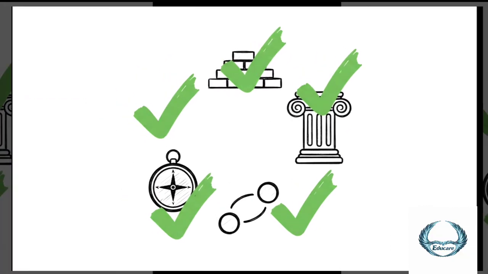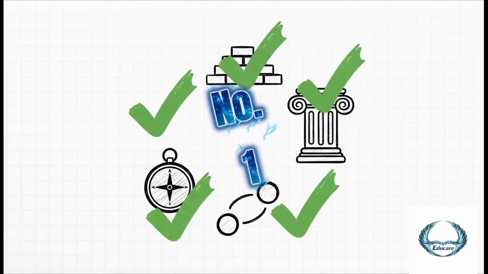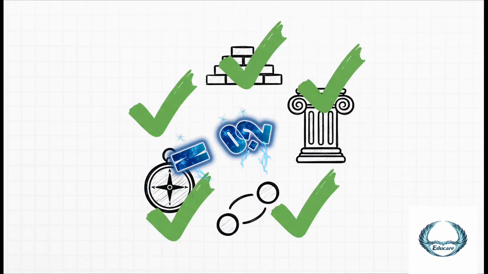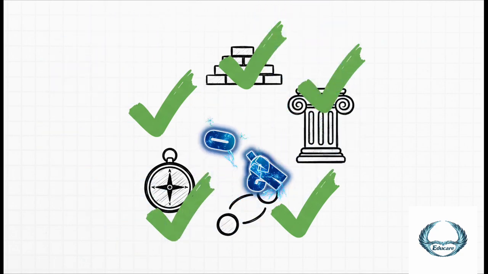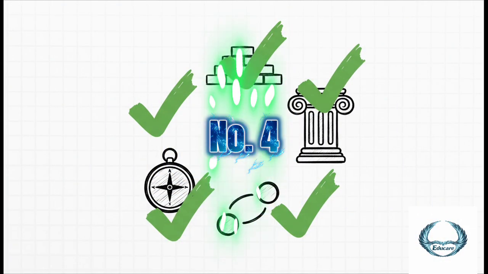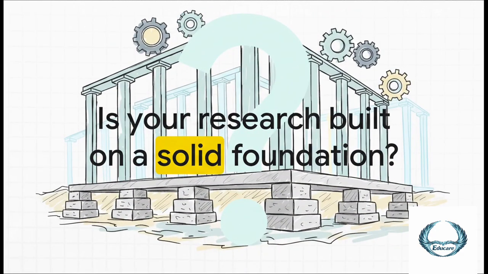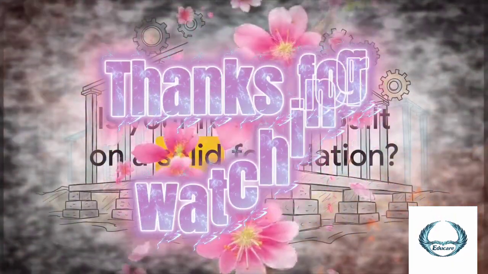So let's wrap this up with the key takeaways. Your framework. Number 1, it's the foundation of your study. 2, it's based on an established theory. 3, it explains how your variables are connected. And 4, it guides your entire research design. Simple as that. And that brings us to the final, most important question. A question for you to think about as you move forward. Take a hard look at your work and ask yourself, is the thing I'm building strong enough to stand on its own? Is my research built on a truly solid foundation?